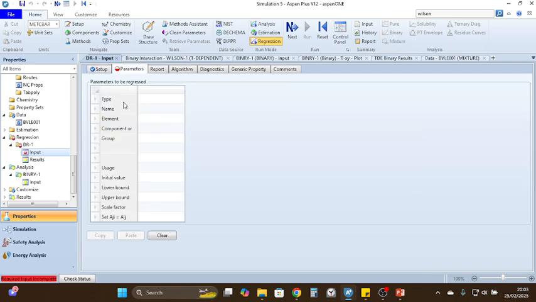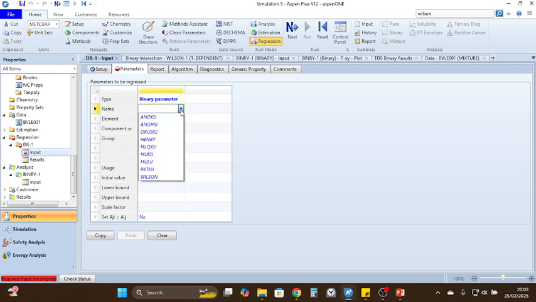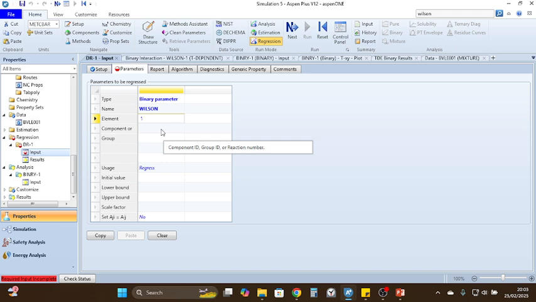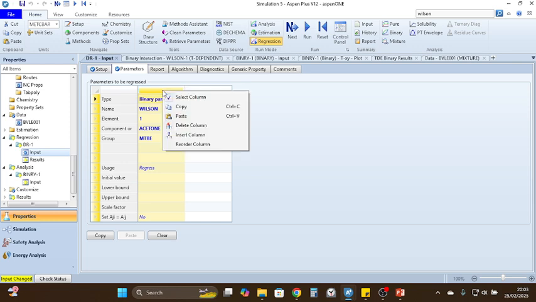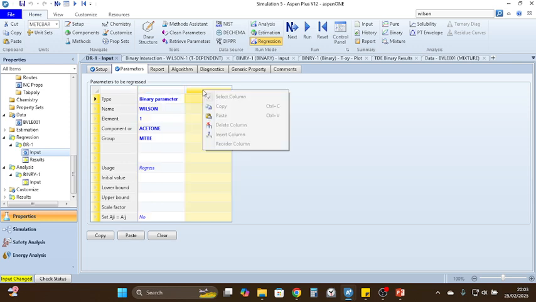For that we need to specify the parameters. Note that we only have 2 parameters but we need 10. So we are going to specify the type of parameter as the binary parameter. The name of the method is Wilson. The element is going to be 1. The component is acetone and the group is MTB. We just need to copy this column and paste it over here.